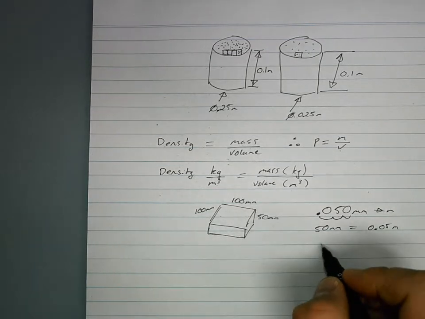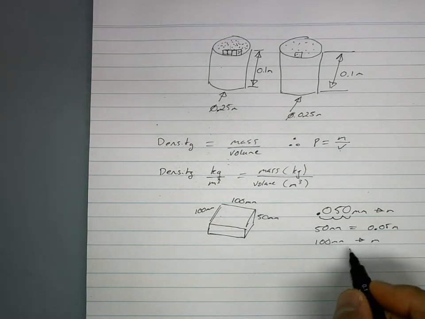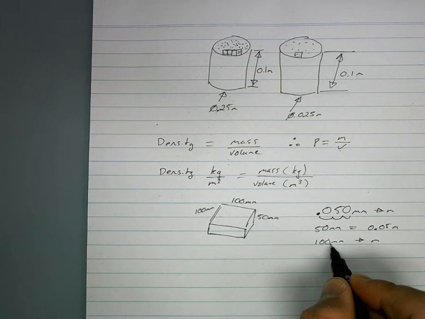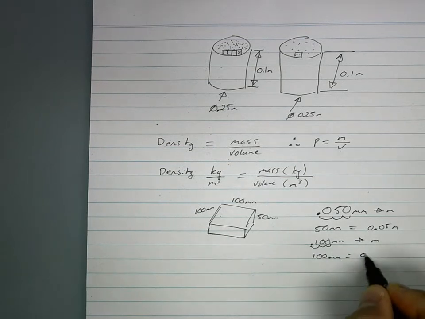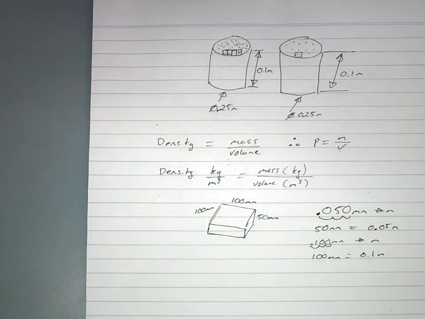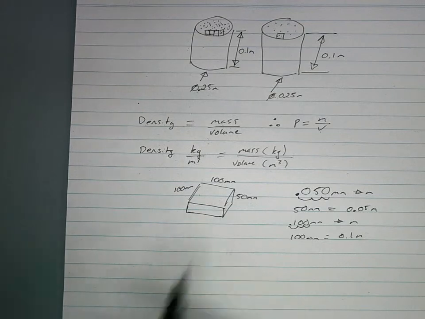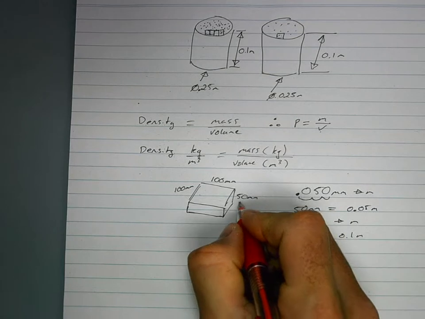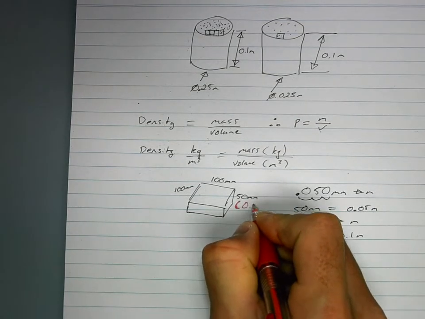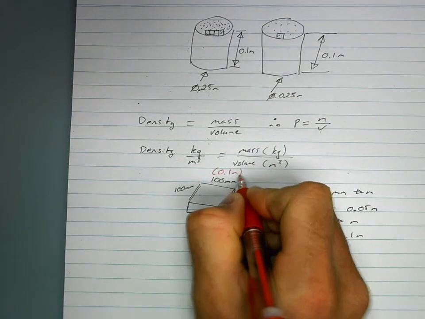Let's try the 100. So you have 100 millimeters to meters. I need to move it 3 places to the left. So here's my decimal place, 1, 2, 3. So we have 100 millimeters is equal to 0.1 meters. Let's look now at how we will work from here. If I convert all three, you'll find that this is the same as 0.1 meters, 0.1 meters, 0.05 meters.